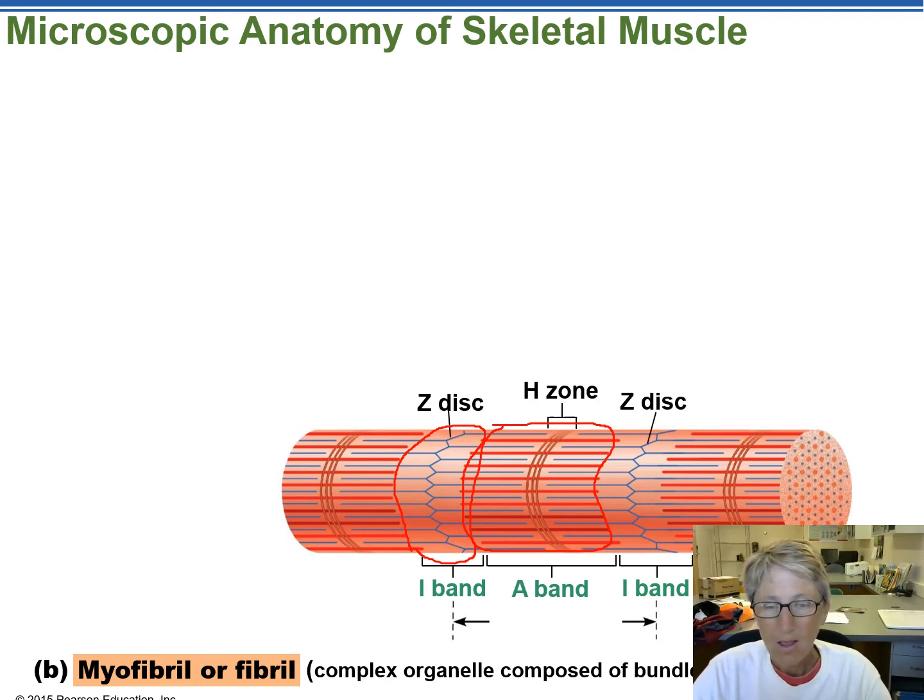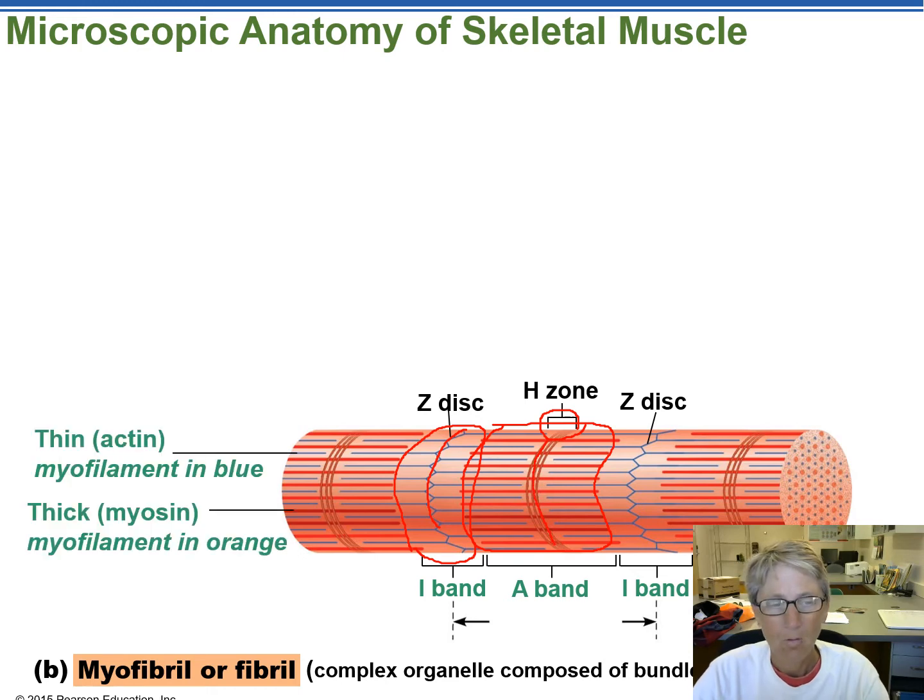Inside an I band, or light band, you have this structure called a Z disc. Inside the A band, you have a zone called the H zone in the middle of the A band. And then in the middle of the H zone, you have this structure called an M line. So a lot of terminology with muscle physiology: these discs and zones and bands.